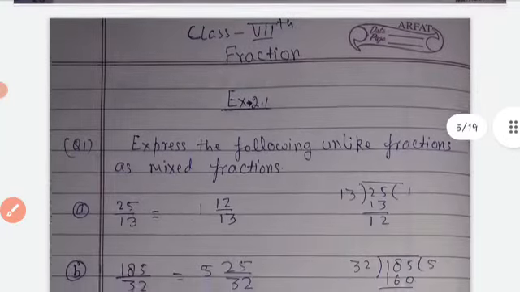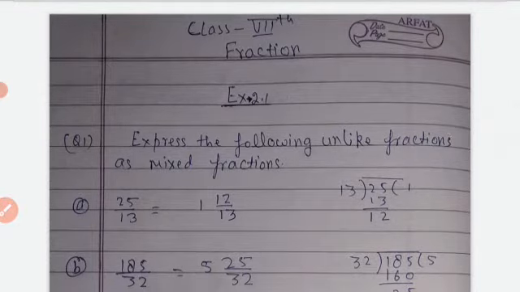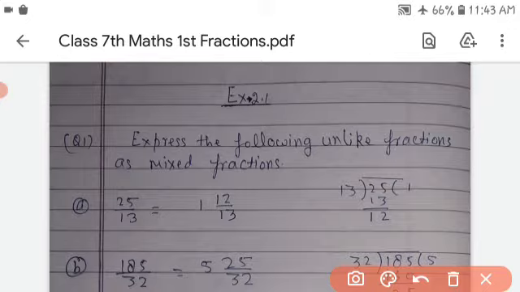Exercise 2.1, question number 1. Express the following improper fractions as mixed fractions. 25 upon 13. First divide by 13, 1 times 13 is 13. Now the remainder is 12. So write here 1 whole number 12 upon 13.